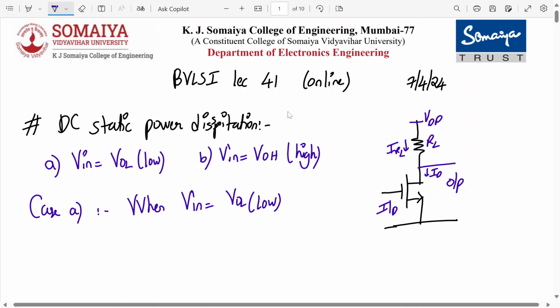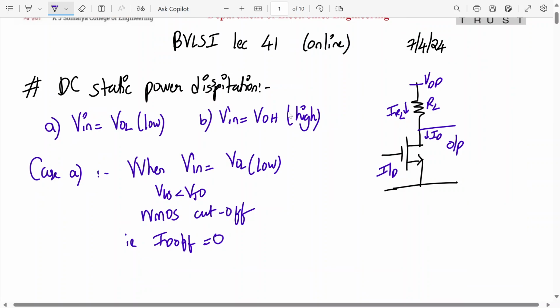So when input is low, that means what? Vin is VGS. That means VGS is less than VTO, right? My NMOS will be in cutoff mode. So if my NMOS is in cutoff mode, what will be my drain current? ID off will be 0. So since the ID off is 0, my power dissipation in the circuit, which is VDD into ID, will be 0. So P average is 0 when the input is very low.